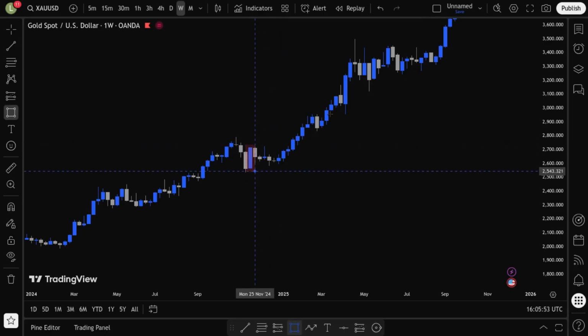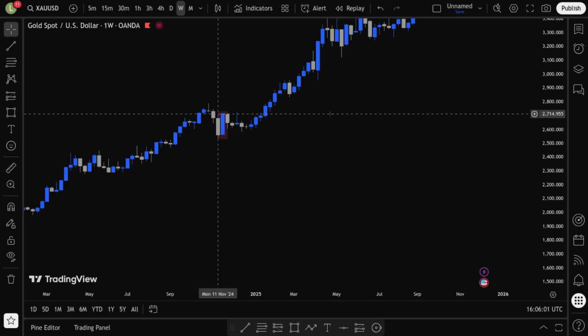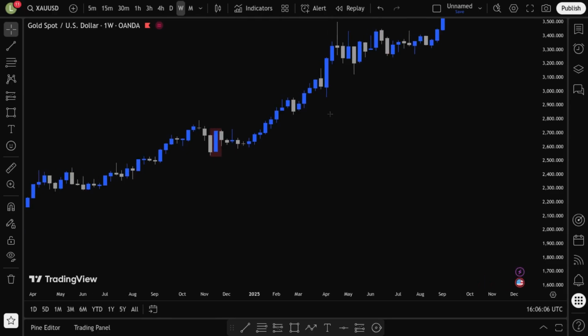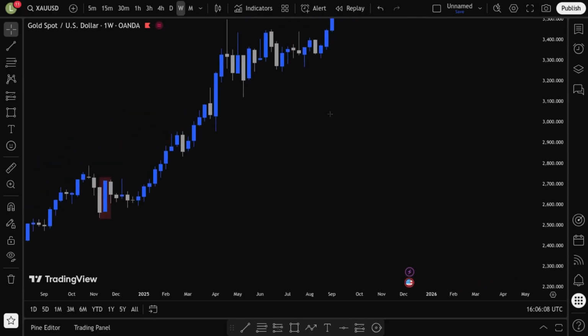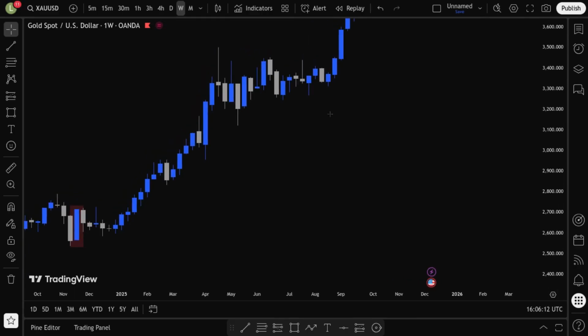So what candlestick pattern is this? I want you guys to tell me in the comment section. This one here that has no wick, what candlestick pattern is this? Alright, and also, what candlestick pattern is this? What candlestick pattern is this?